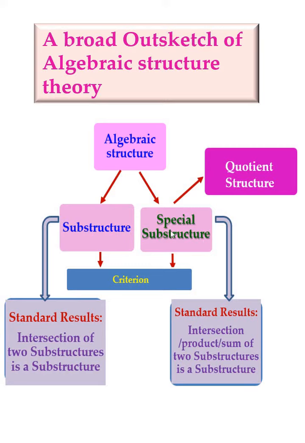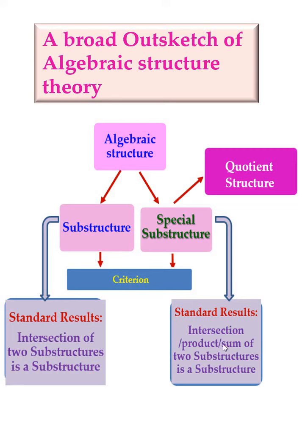And we have special substructures. In the case of groups, we have a substructure called a subgroup and a special substructure called a normal subgroup, and we give criteria for that also. And once we have this special substructure, with the help of the algebraic structure, we can form a new structure called a quotient algebraic structure.